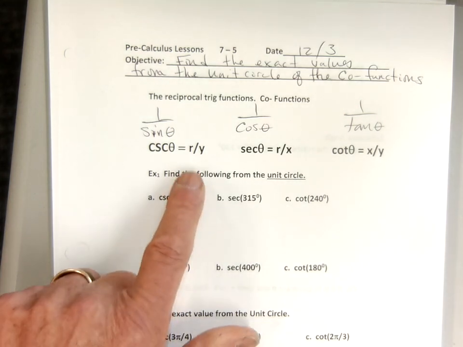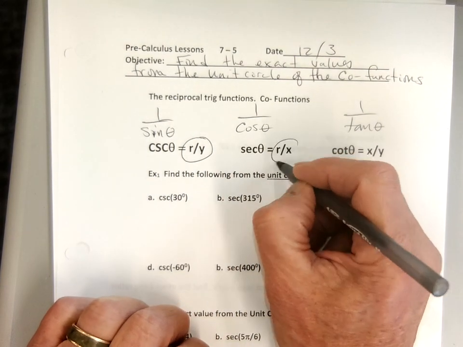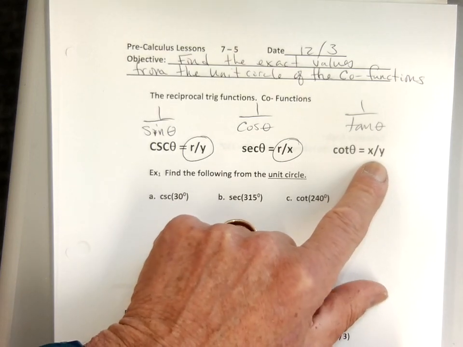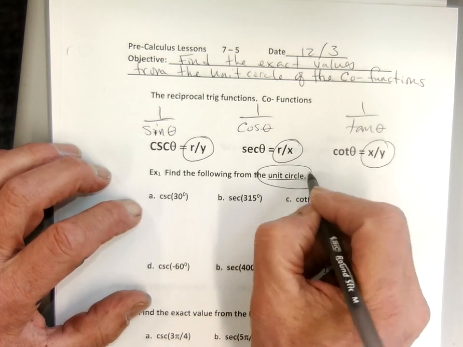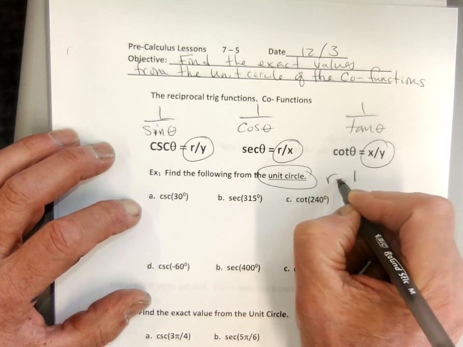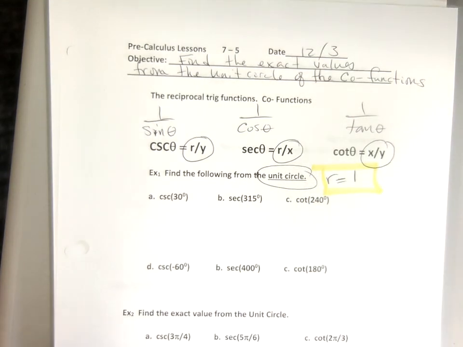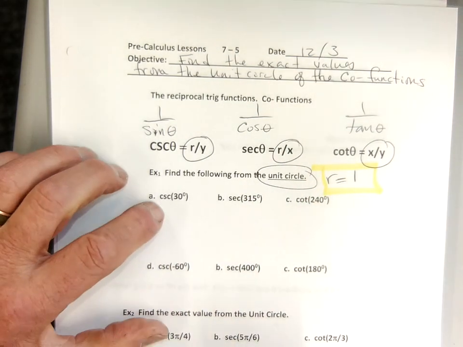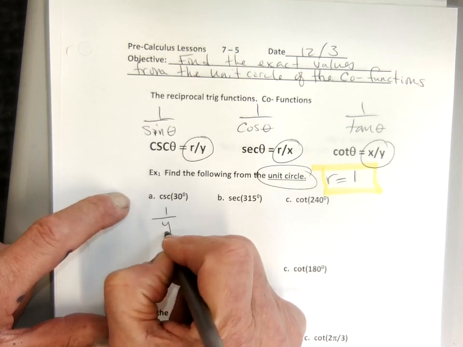So instead of y over r, it's r over y. Instead of x over r, it's r over x. And instead of y over x, it's x over y. So we're just going to use that information and use our unit circle. Cosecant. Now since we're on the unit circle, r is equal to 1, right? I'm going to highlight that because it makes it easier to know what the radius is. Radius is 1. So cosecant is r over y, or 1 over the y value.